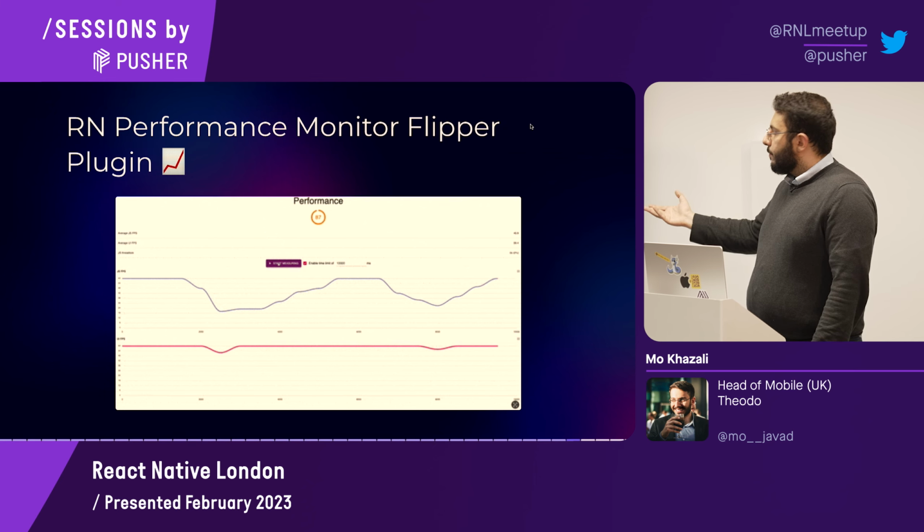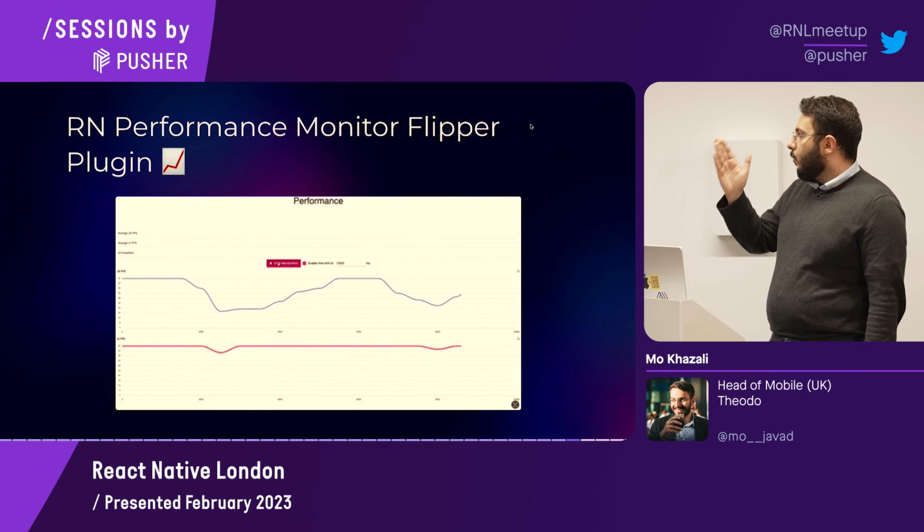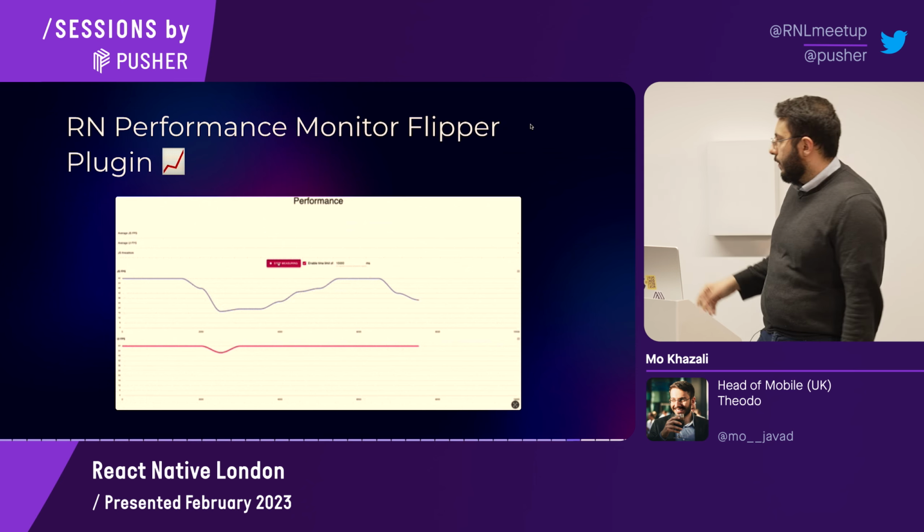If you use Flipper, you can connect in this plugin and run through some of the flows of your app and see where your frame rate drops. That's probably an indication that something needs to be optimized at that action or whatever you have.